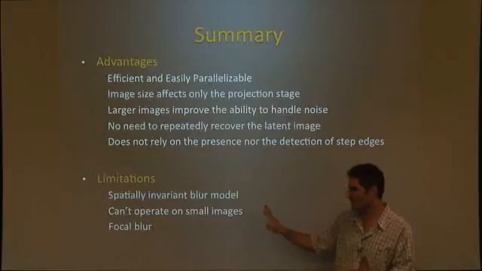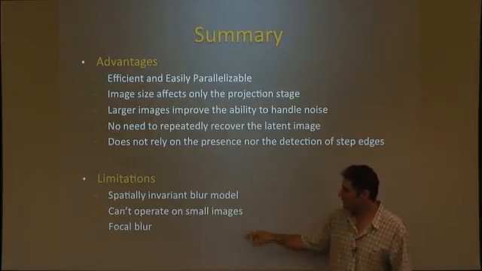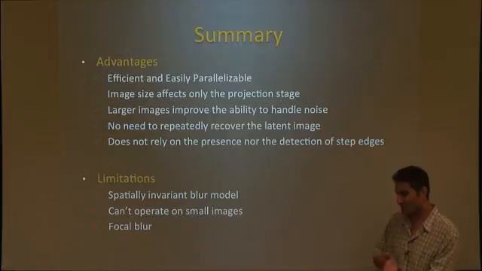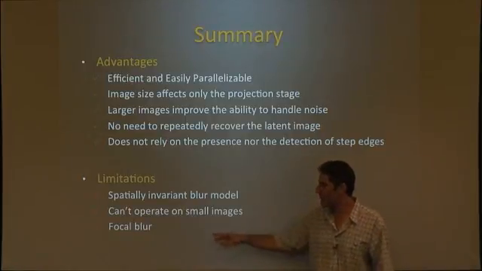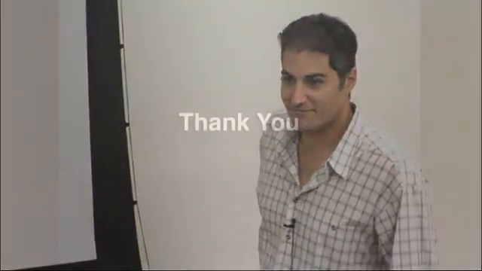But this model and all the Fourier transforms that we've been using so much require the model to be a convolution blur. And also we cannot operate on small images just because the statistics are not converged, and definitely not spatially varying blur. That's out of the question. Okay, that's it. Thank you.